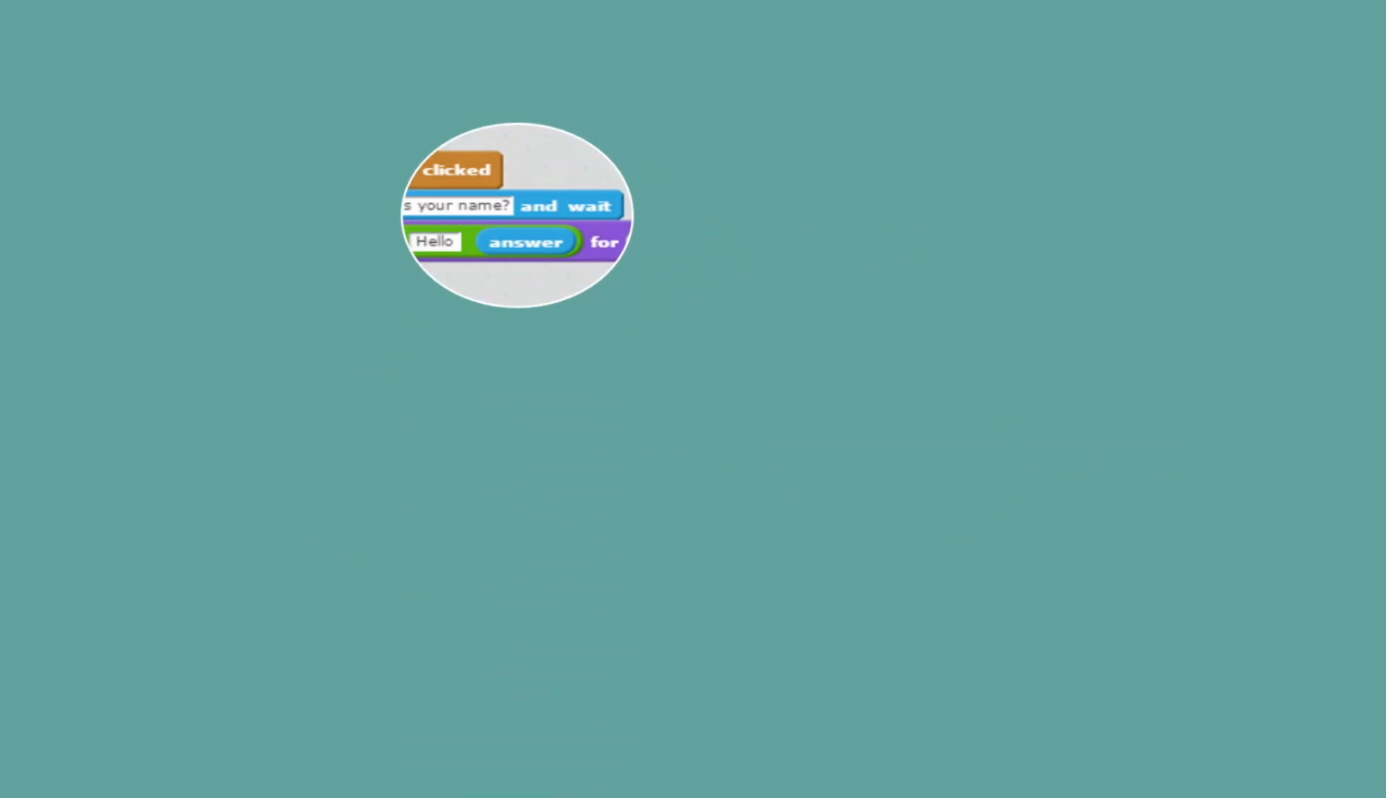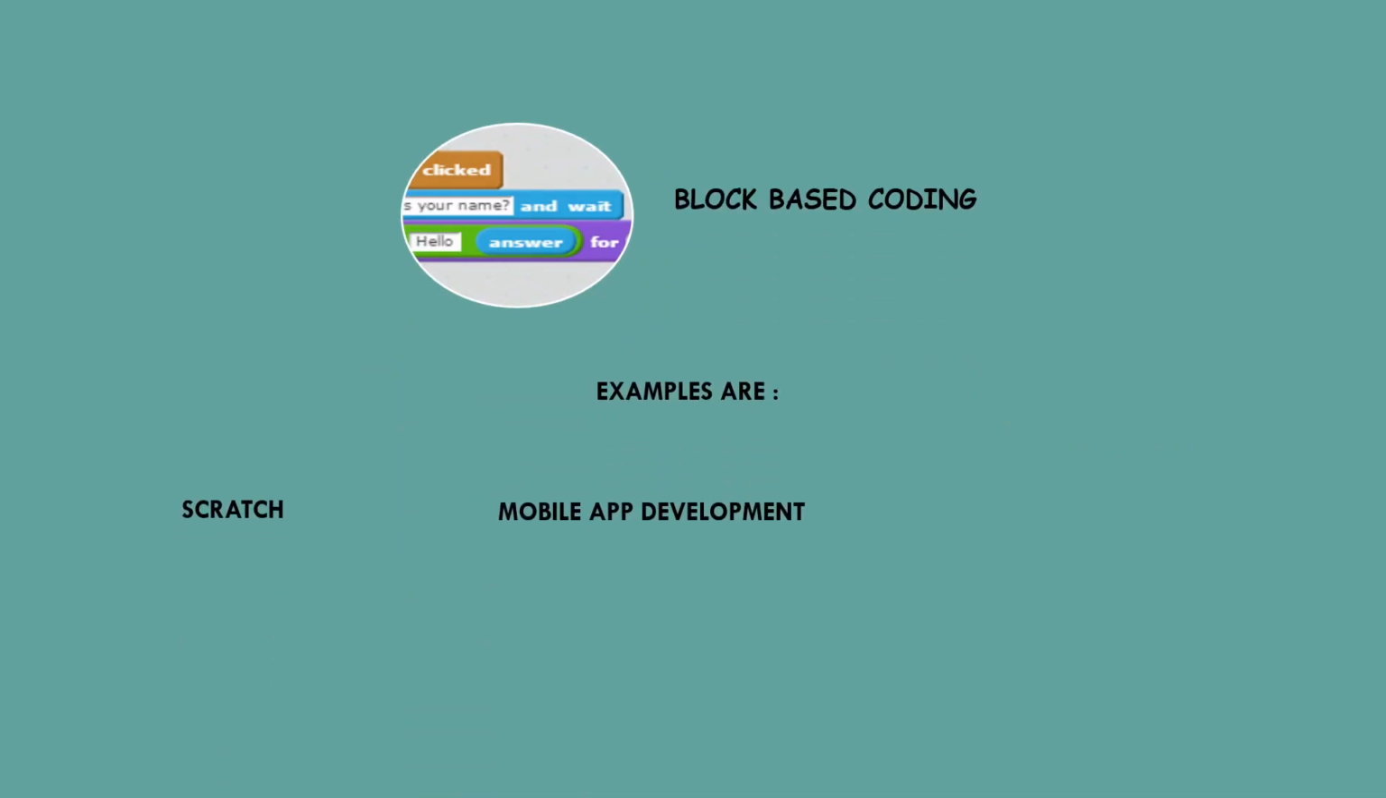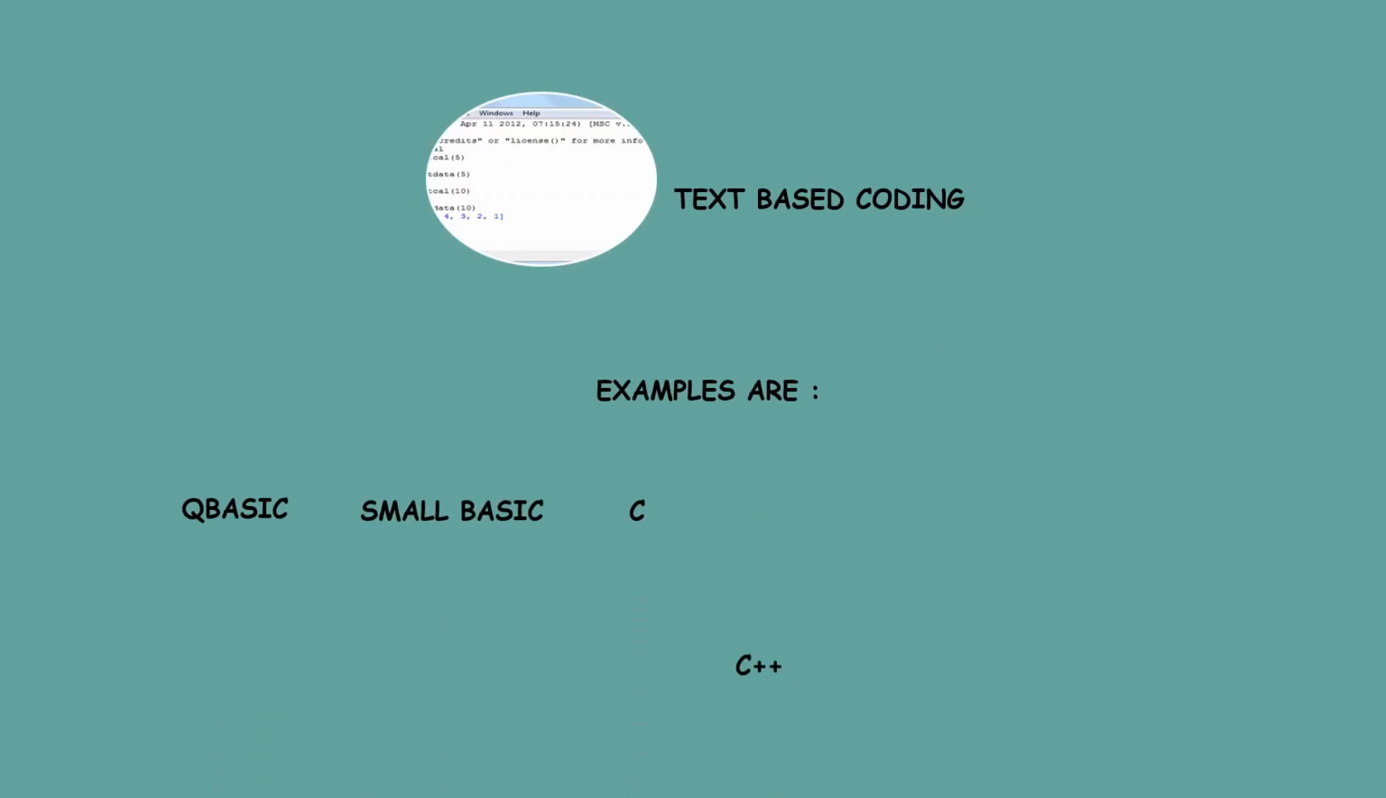If we talk about block-based coding, some of the examples are Scratch, mobile app development, and more. Similarly, for text-based coding, some of the examples are QBasic, Small Basic, C, C++, Python, and more.